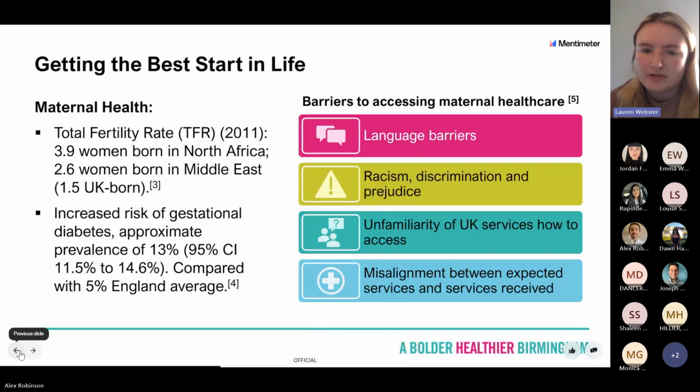There's an increased risk of gestational diabetes within the Arab community, with an approximate prevalence of 13%, with confidence intervals varying from 11.5% to 14.6%, with the national average in England being 5%. Gestational diabetes is a high blood sugar glucose that develops during pregnancy, and it usually disappears after giving birth. It can happen at any stage of pregnancy, but it is more common in the 2nd or 3rd trimester.